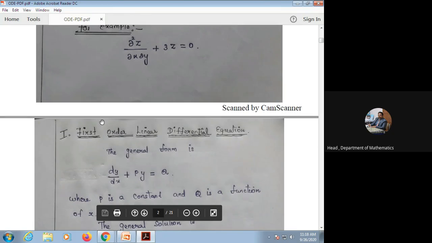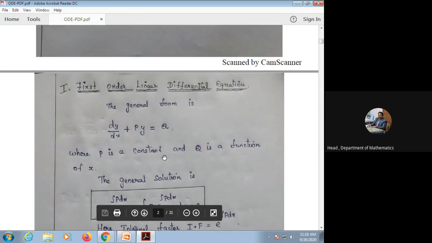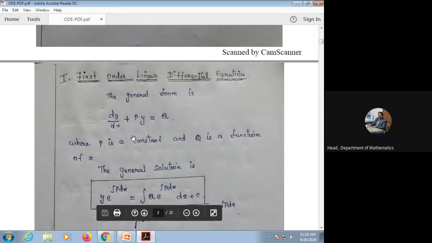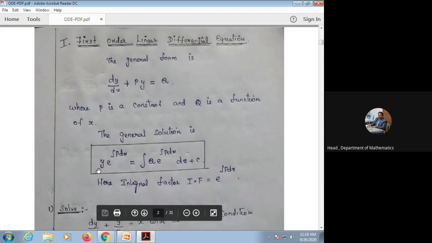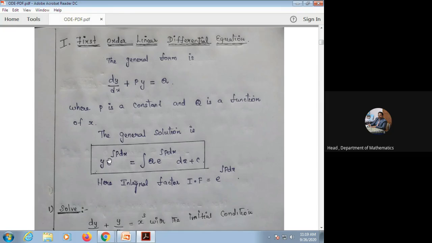So now we discuss first order linear differential equations. The general form of a first order linear differential equation is dy by dx plus py equal to q. Here p is a constant value and q is a function of x, that is, in terms of x. We have to solve this equation. We get the general solution: y e power integral p dx equal to integral q e power integral p dx into dx plus c. Here e power integral p dx is the integrating factor, that is I.F.